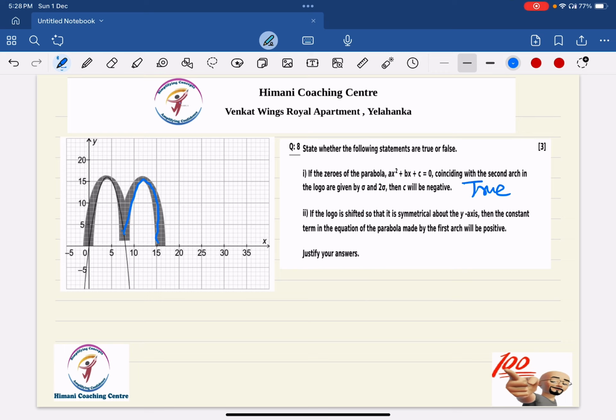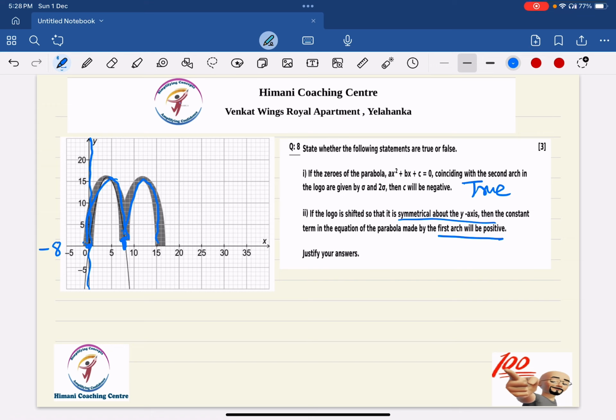Okay. Now the second part says if the logo is shifted so that it is symmetrical about the y-axis, then the constant term in the equation of the parabola made by the first arc will be positive. So first arc is this. If this is shifted symmetrically, now think, symmetrically means y-axis is this. We are just shifting it. So what will happen? Whatever is 8 will come here and 0 will go to -8. That is the meaning of this statement.